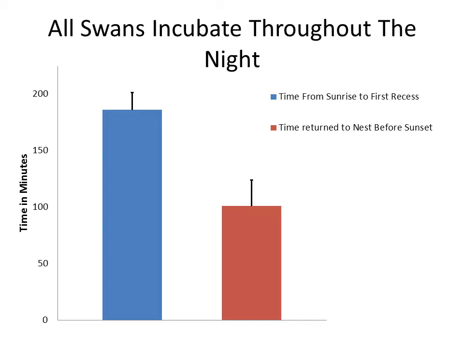We see the pattern still fitting the same, from the sunrise to the first recess and the time returned to the nest before sunset. We see the mean number for all 8 nests being 185 minutes after sunrise until the birds take their first recess. Again, really pushing that idea that they wait until the day is warming up before they leave those eggs, to make sure that they stay at that thermal rate. And then they're returning to the nests about 100 minutes before the sun sets, getting back on those eggs, making sure that they're warm and keeping them that way throughout the night.